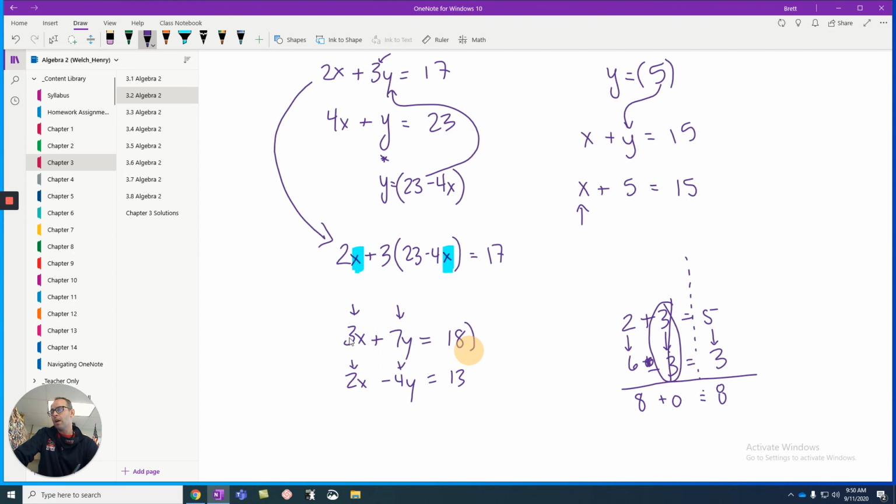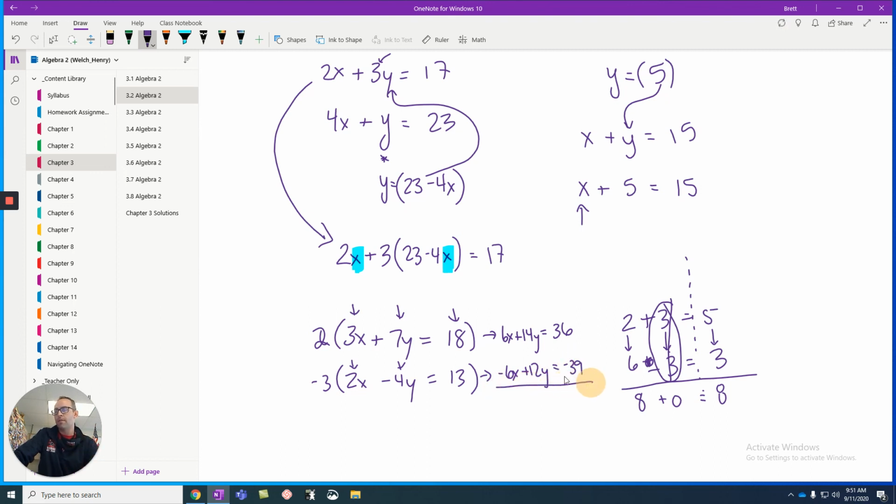In this problem, I'm probably going to multiply the first equation by 2 to produce 6x plus 14y equals 36. Now make sure you multiply all three terms. Everybody gets that multiplication. The second equation, I want this x to go away, so I'm going to multiply by a negative 3 so that I can get a negative 6x, a positive 12y, and that will equal a negative 39.